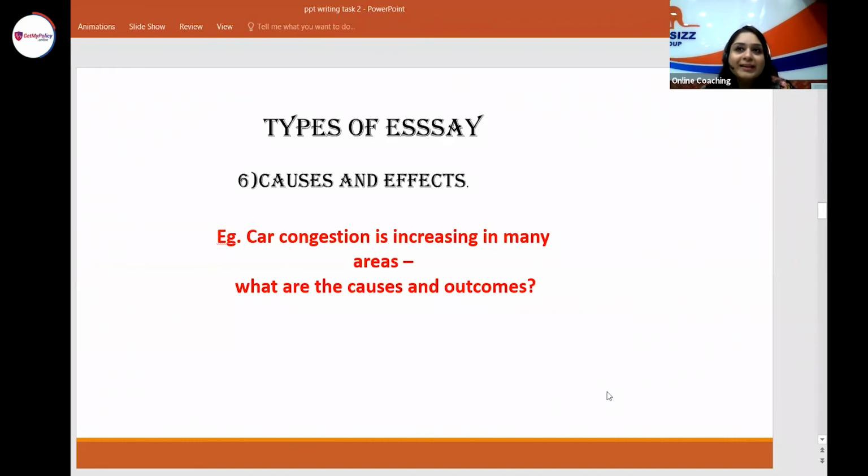We have to think it. We have to think in a broader sense. What are the causes? Okay, this would be the cause. You have to note it down. You have to pre-plan. What are the causes? Causes maybe this. What are the outcomes? Means what could be the effects? So you have to write also what are the effects. So again, in the body paragraph 1, you have to write causes. In the body paragraph 2, you have to write effects.